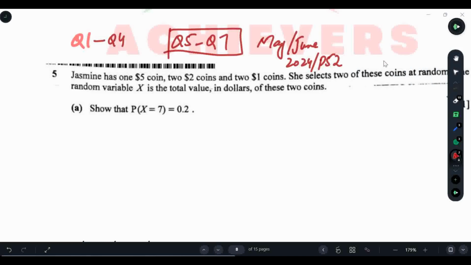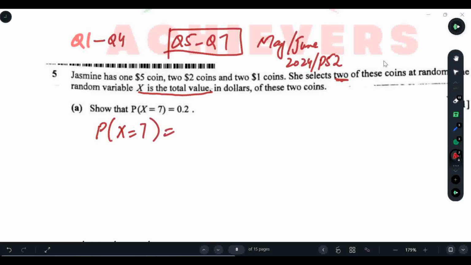In question number 5, the first question is: Jasmine has one $5 coin, one $2 coin and two $1 coins. She selects two of these at random. The variable X is the total value in dollars of these 2 coins. We need to show that the probability of X equal to 7. It means that the total value should be 7.